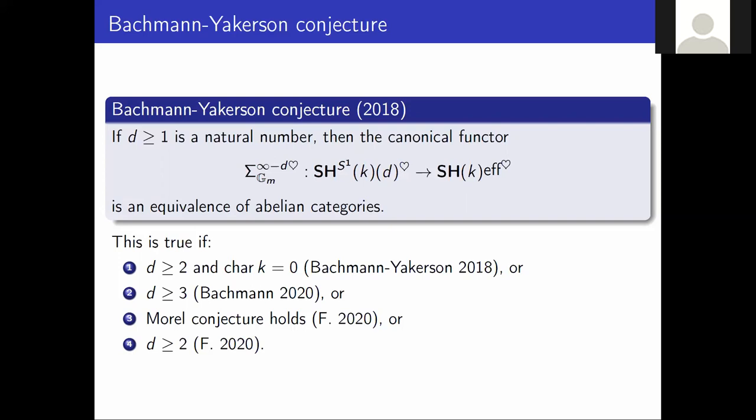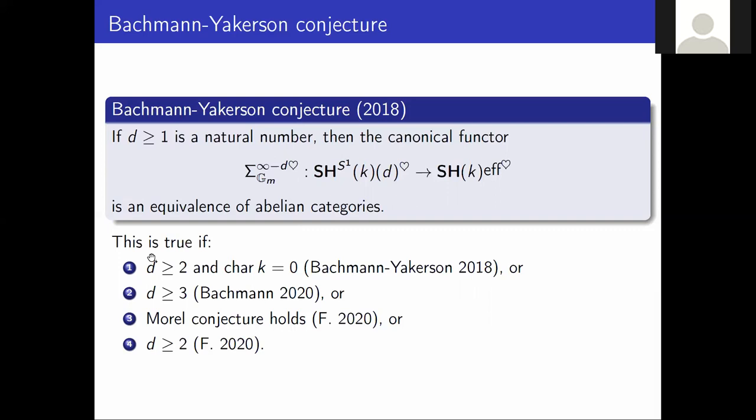So first of all, we do need to assume that D is greater than one, because for D equals zero, this is not true. You can find homotopy sheaves without transfers, basically. And this was studied by Bachmann and Yakerson two years ago.